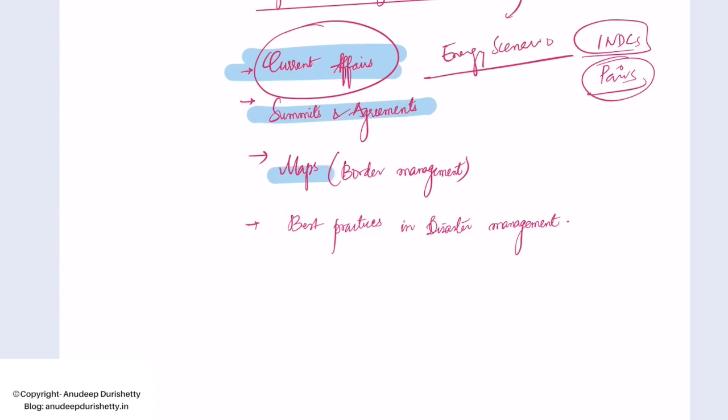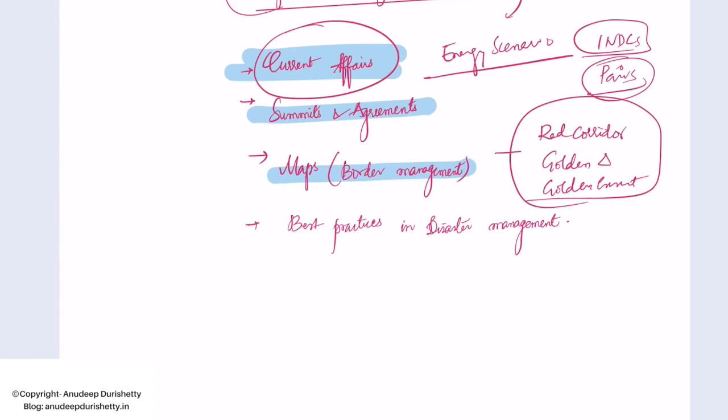In border management specifically, maps can be very handy to illustrate particular concepts. For example, there are specific concepts such as red corridor or golden triangle, golden crescent, etc., that you come across under security topic, which can be definitely illustrated through a map of India.